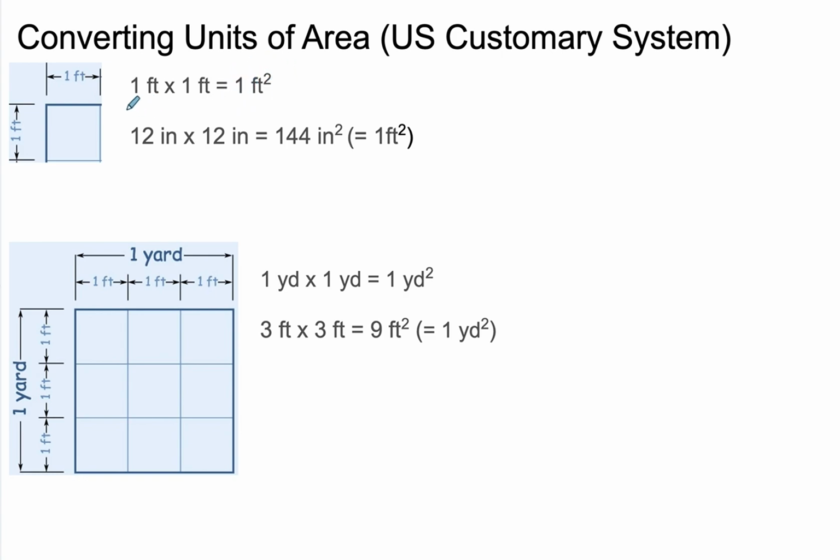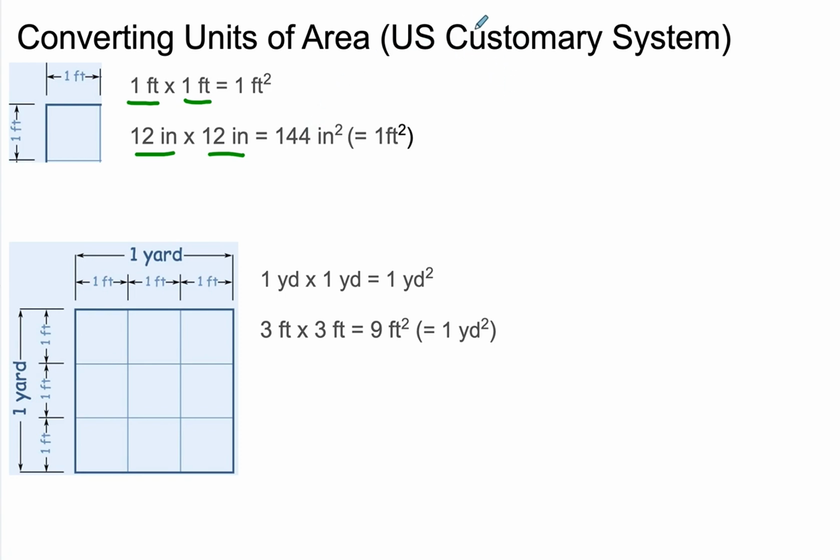And we also know how to convert foot to inches in length. 1 foot is 12 inches and another 1 foot is also 12 inches. So you can convert each of them to inches. And when you're multiplying them together, it's 12 times 12, 144, inch times inch, inches squared. That's exactly the same as 1 foot squared.